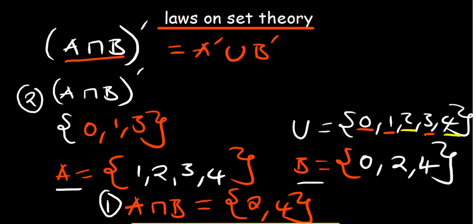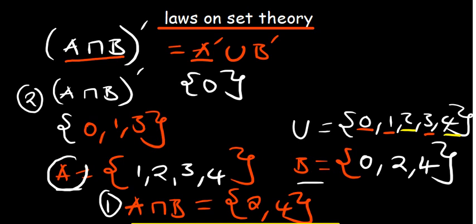So when you move to the right hand side, things change. Here we're talking about A complement. A complement means members not in A, but within the universal set. So if you compare these elements with what is in the universal set, you are going to see that only 0 is not part of A. So 0 is the only element in A complement because it's not part of A. All the elements that are part of A are not part of A complement.